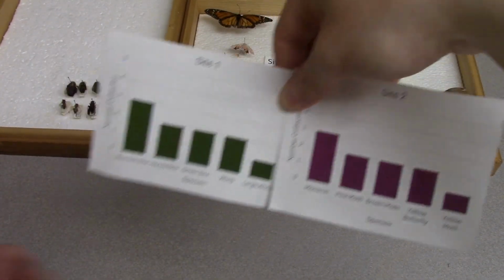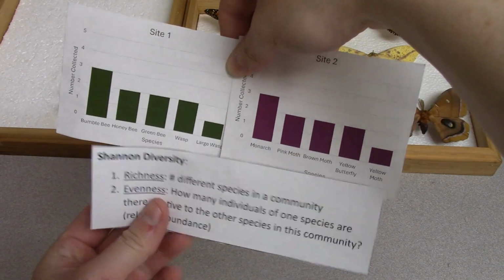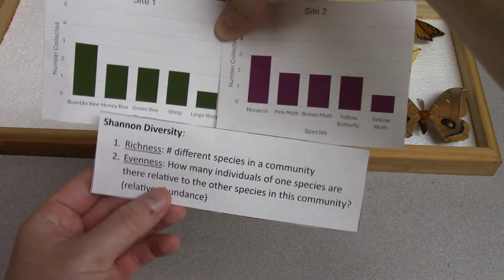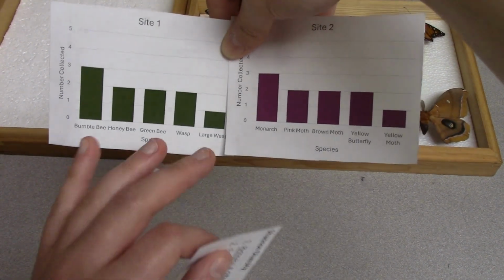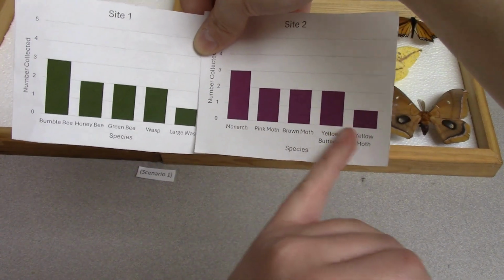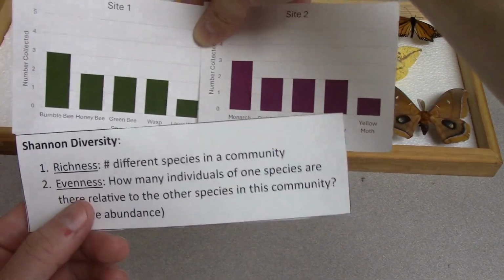This makes sense because when we look at our cheat sheet, both sites have the same amount of richness, 5 different species, and both sites have the same evenness. There's 3 collected of 1 species, 2 individuals collected of 3 species, and 1 individual of 1 species.